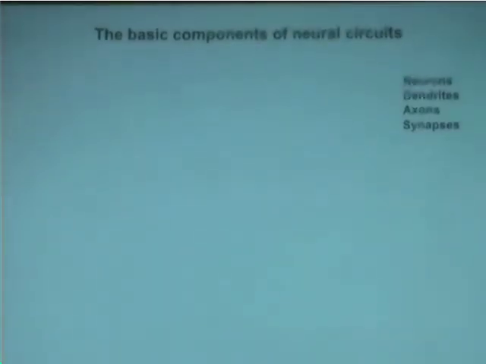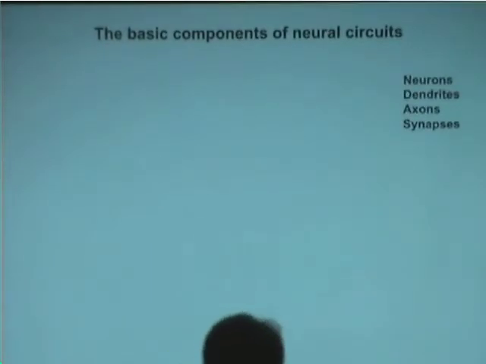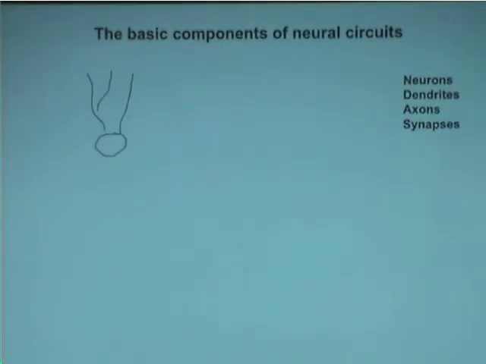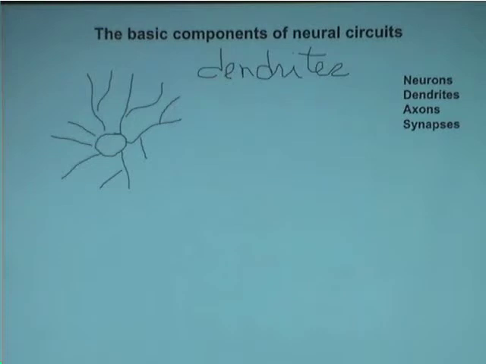Okay, the first thing is to talk about the basic components of a neural circuit, how a neural circuit is made. A neural circuit is made by having neurons. Every neuron has a cell body where it keeps its DNA for making all of its proteins. And then sticking out from the cell body are a bunch of very fine tubes that look like this, and these are called dendrites. You can't write very small on these things. And this is neuron 1 here.